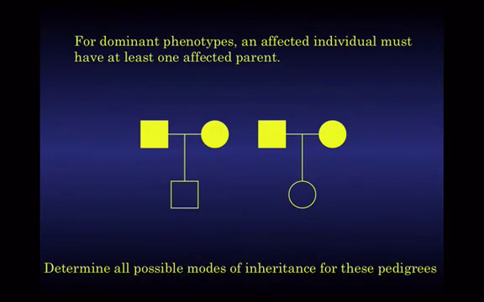Okay, for dominant phenotypes, an affected individual must have at least one affected parent. So here's another time to stop the video, work on these two pedigrees, and see if you can figure out all possible modes of inheritance. So pause the video and give it a go.